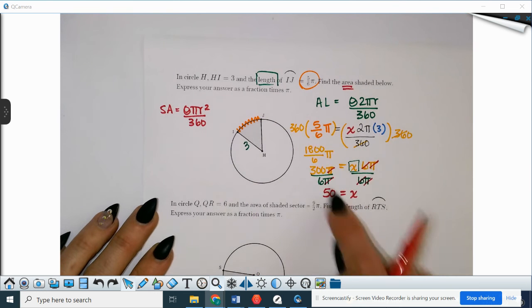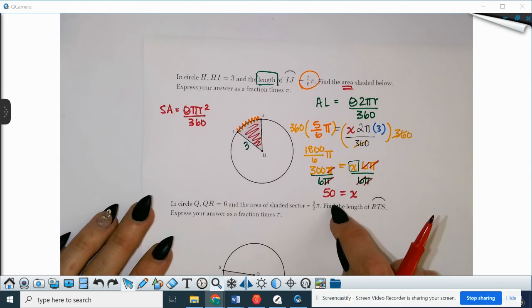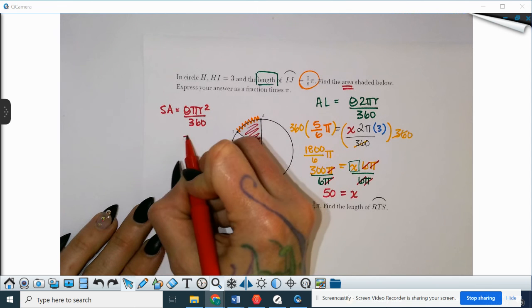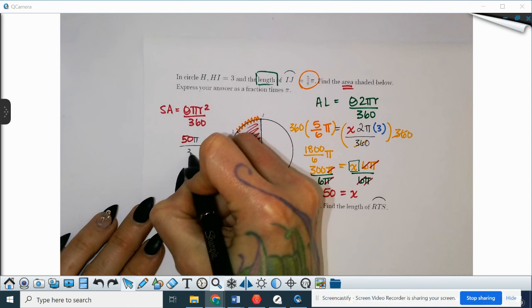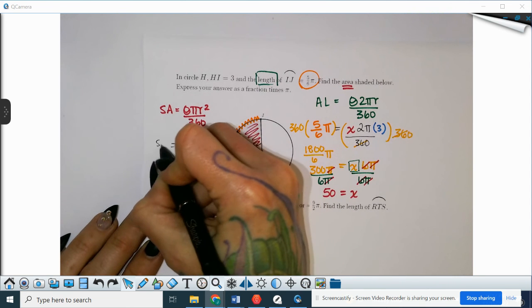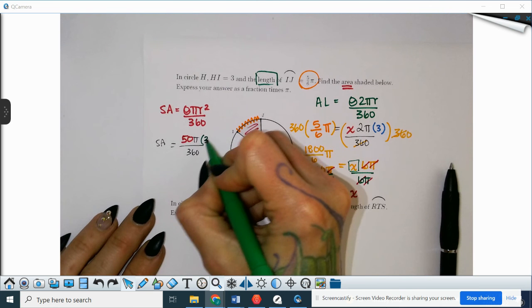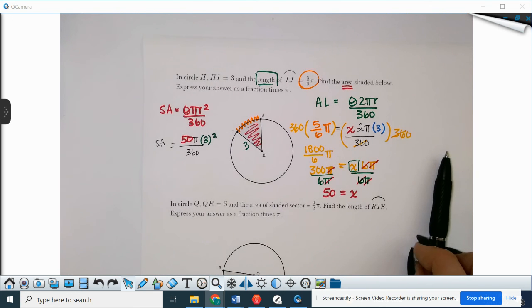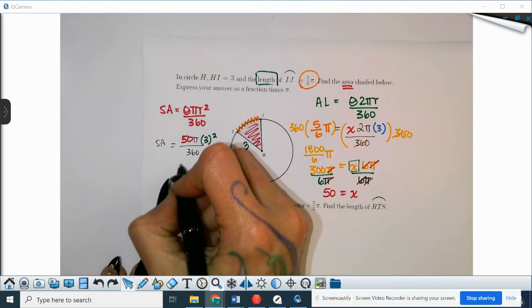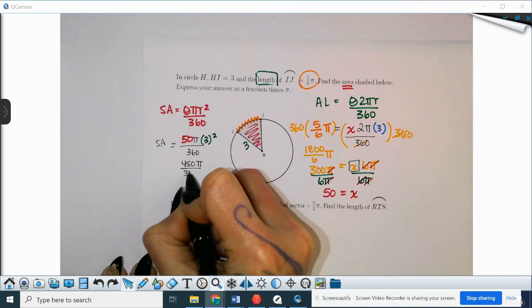So we have 50. This is less than 180, along with 50, so that's perfect. That's going to be our theta. So we're going to have 50, our pi, and the 360 is all the time. We're trying to solve for sector area. That's our unknown. And our radius in this case is 3 squared. So that's going to be 50 times 9, because 3 times 3 is 9. So that's going to give me 450 pi over 360.